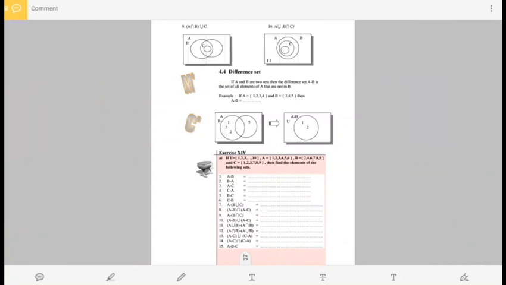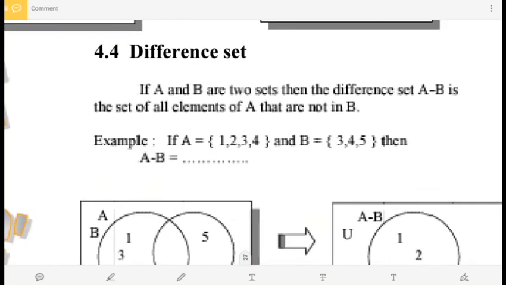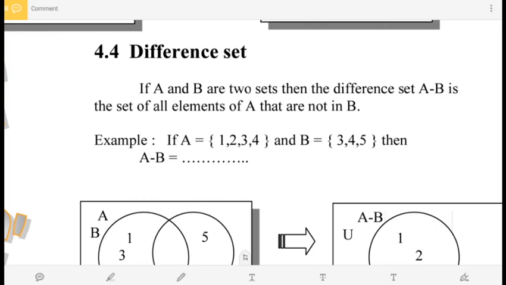Now let's have the difference. This is the last operation of your set. The difference is just simply like subtraction. If your A and B are two sets, then the difference between set A and B is the set of all elements of your A that are not in your B. So meaning you have to remove the elements that are part of your A and B from the first set. Anyway, this is like subtraction.